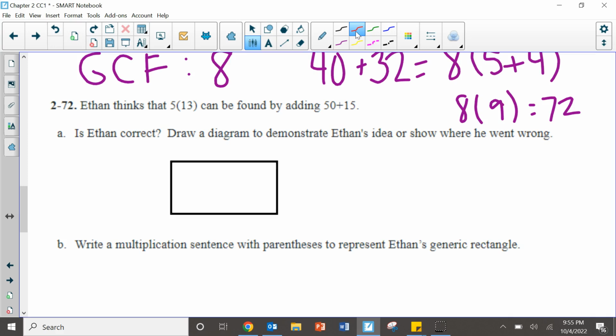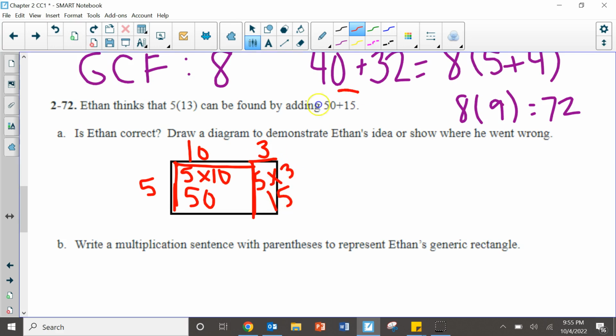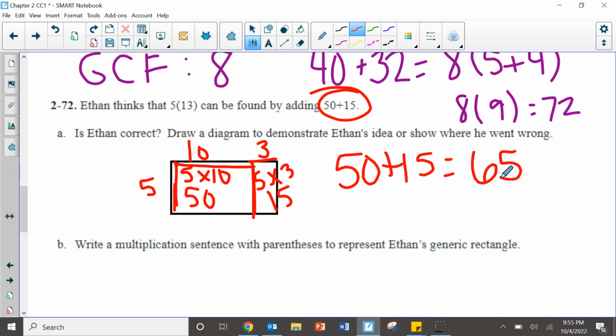All right, so we're doing 5 times 13. And remember yesterday we broke up by place value. So this is like area of 5 by 10. So that area is 50. And this is a 5 by 3. So that is 15. Well, it looks like, okay, perfect. So Ethan is correct. So he can do 50 plus 15 to find out the answer is 65.